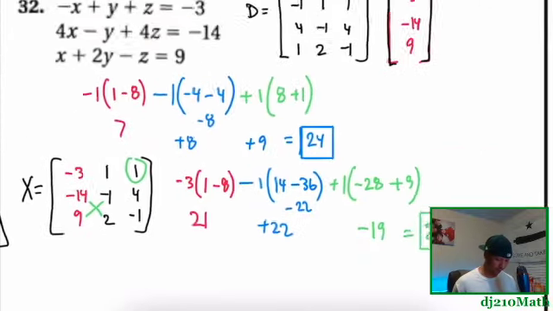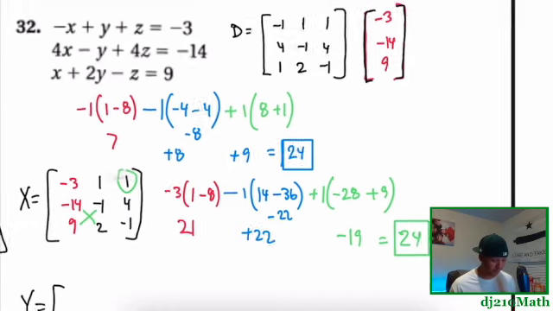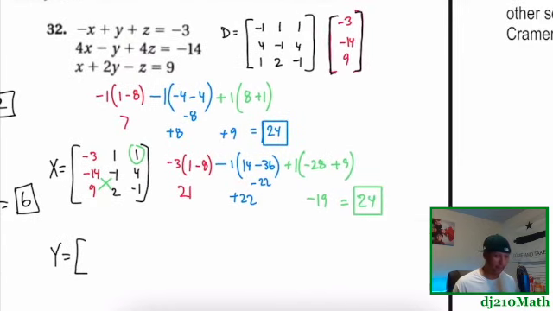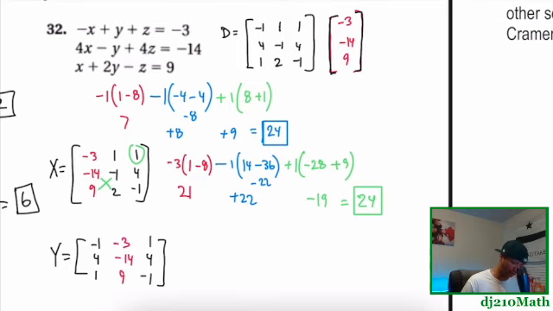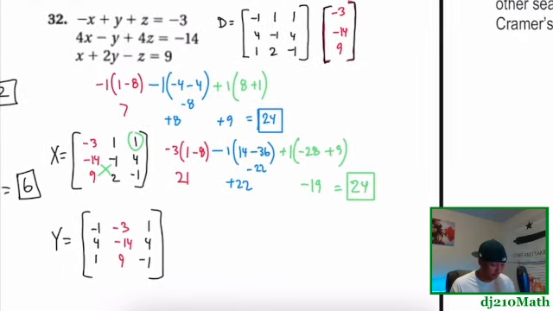So to figure out y, capital Y, we're going to go back to the original, and swap out the y column, the middle one. So this is going to be -1, 4, 1. Then the middles, -3, -14, 9. And then the original last is 1, 4, -1. Speaking in terms of column, right? Numbers got to be inside the bracket. I mean, technicality. Okay, so there it is.